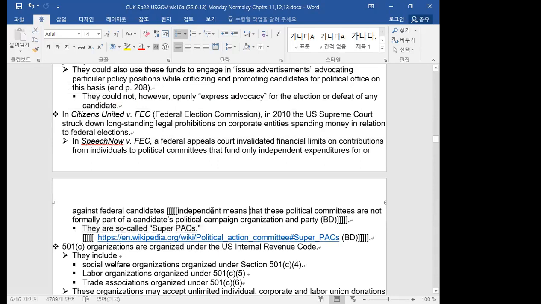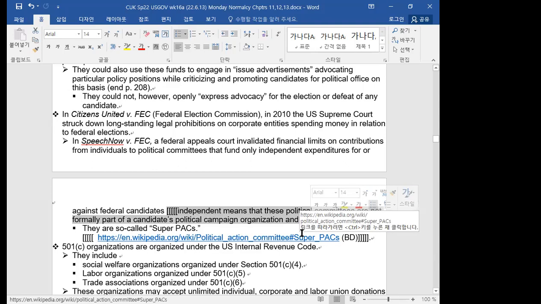So independent means that these political committees are not formally part of a candidate's political campaign organization. As long as these organizations are not formally part of a political campaign organization, they can receive an unlimited amount of money. And the justification is that corporations can engage in free speech just like individuals can. Corporations have a right to free speech, and that means they can spend an unlimited amount of money. And if I, as an individual, want to spend an unlimited amount of money, I can. If I'm a billionaire, like Michael Bloomberg or Tom Steyer, I can spend an unlimited amount of money. So you can see there's a Wikipedia entry on super PACs.